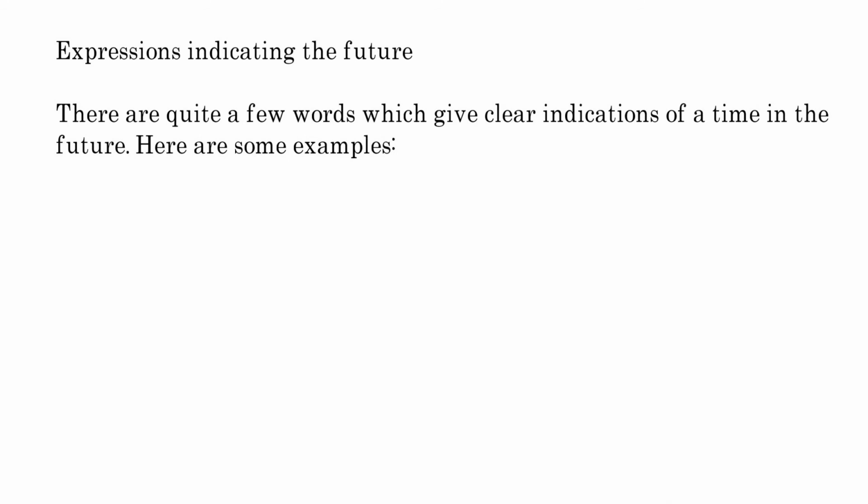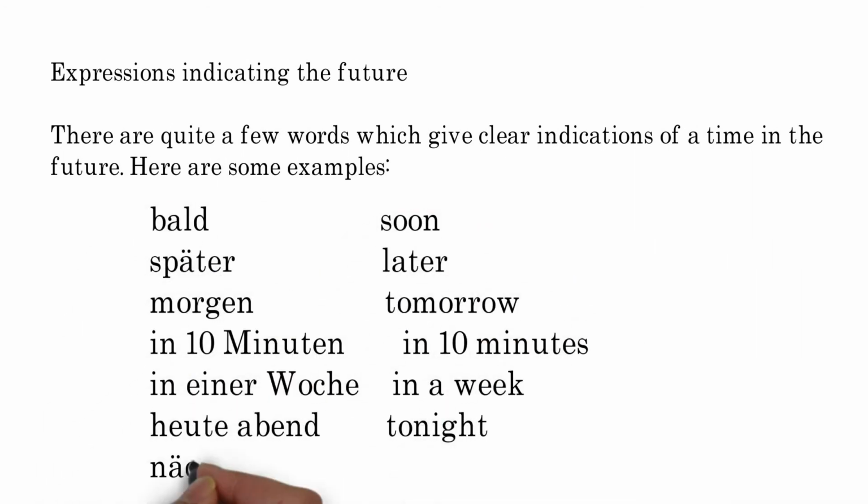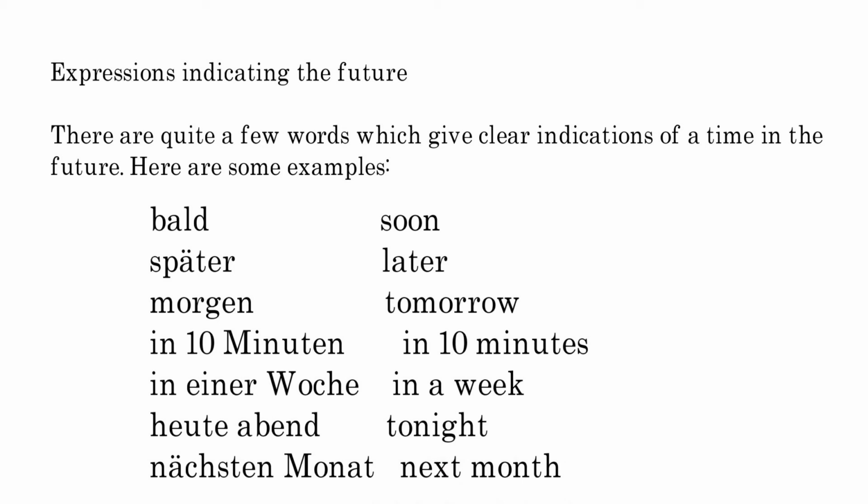Expressions indicating the future. There are quite a few words which give clear indications of a time in the future. So here are some examples. Bald, soon; später, later; morgen, tomorrow; in Minuten, in 10 minutes; in einer Woche, in a week; heute Abend, tonight; nächsten Monat, next month. Okay, these are some examples.